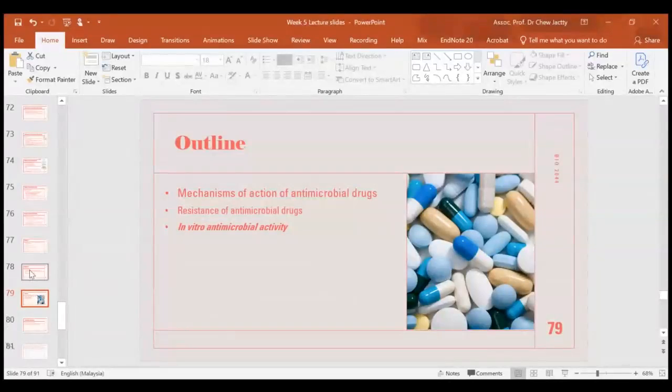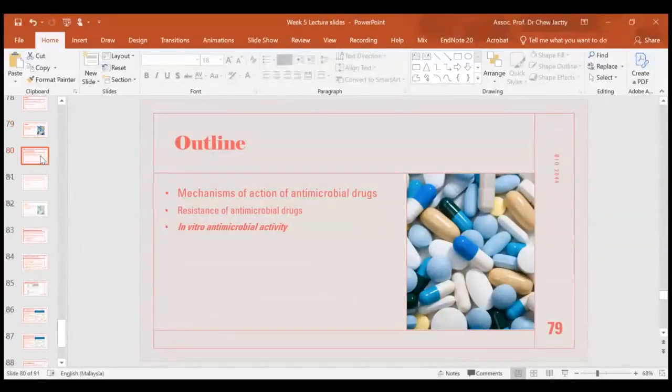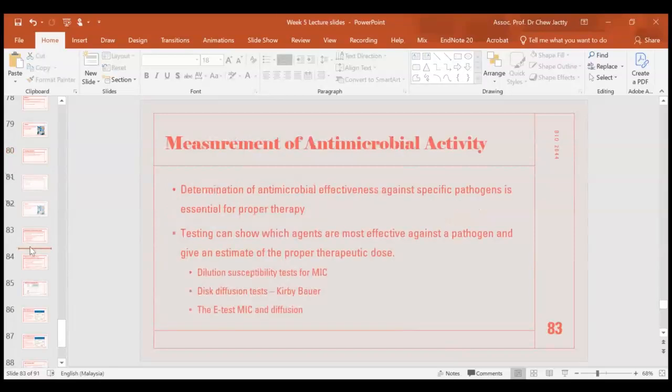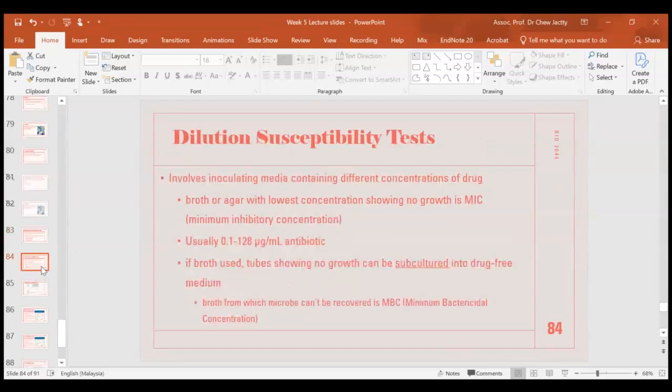All good? We can move on to the third one, the in vitro antimicrobial testing. This one we already talked about in the practical class. This is the method used to measure antibiotic effectiveness or susceptibility. We can do the dilution method. This usually involves broth, less commonly agar, that has different concentrations of antibiotics. And in the dilution method, we are determining the minimum inhibitory concentration.